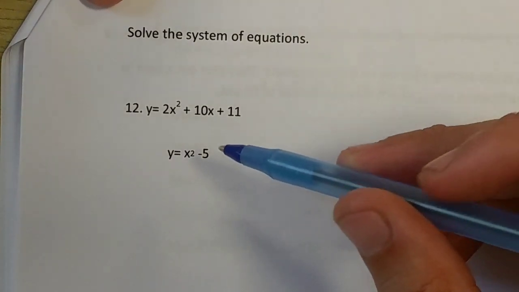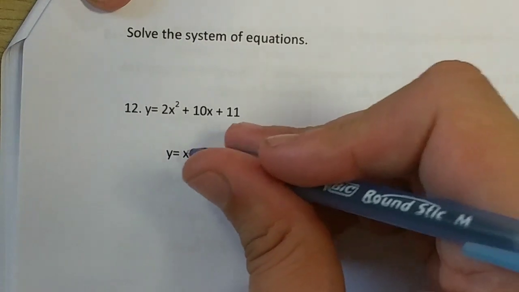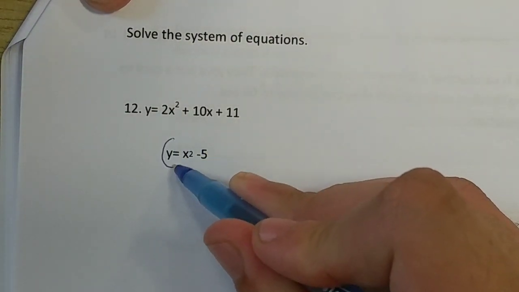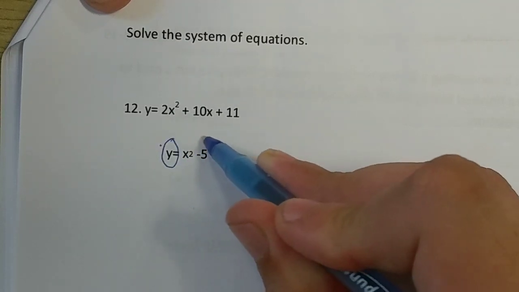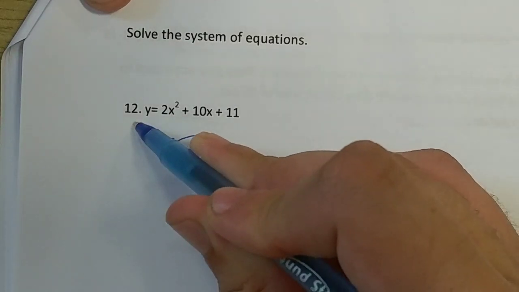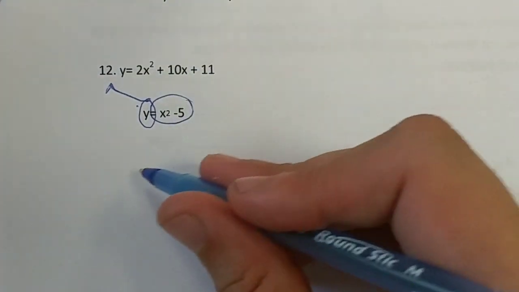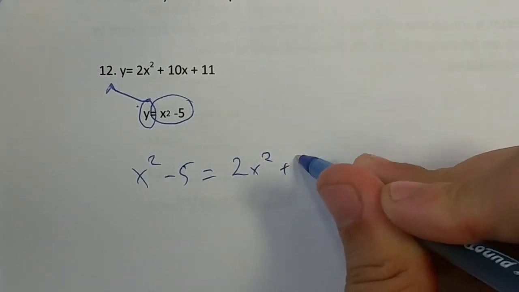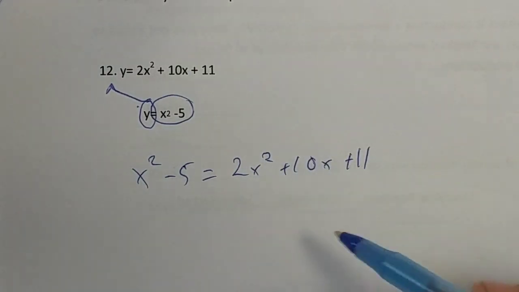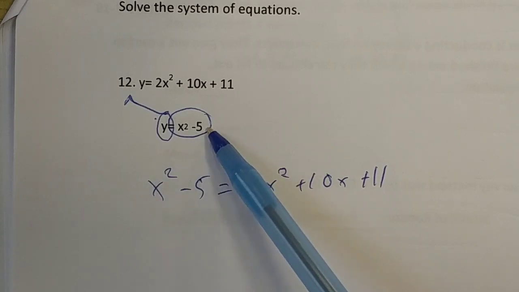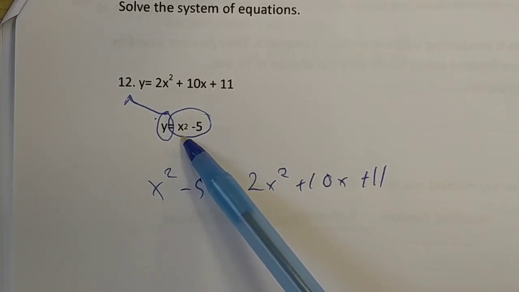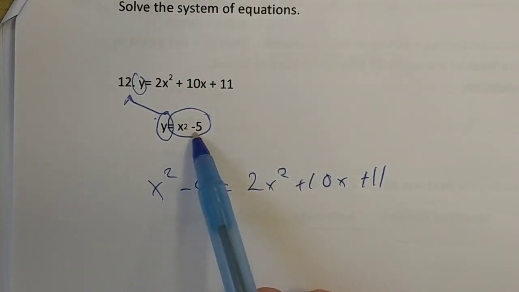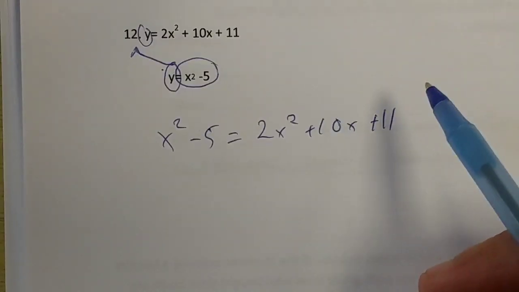One was substitution. So what I have here is x squared minus 5 equals y. I'm going to take this y and swap what's equal to it with this y over here. So what I'm going to get is x squared minus 5 equals 2x squared plus 10x plus 11. I hope you could have followed me on that. I took this x squared minus 5 and changed this y over here on the top into x squared minus 5. So now they're set equal to each other.